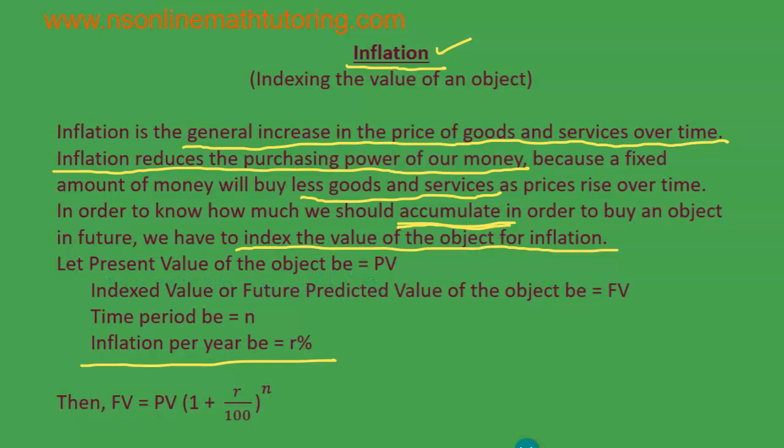Let the present value of the object be equal to PV. Index value or future predicted value of the object be FV. Time period be N in years. Inflation per year be R%. Then FV equals PV times (1 plus R over 100) to the power of N. And you see, this is exactly the same formula that we had used in the case of compound interest using geometric sequences.